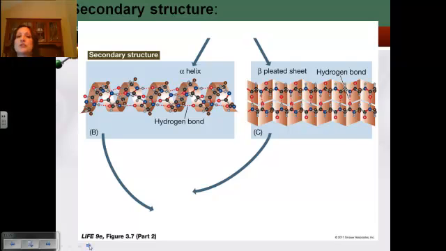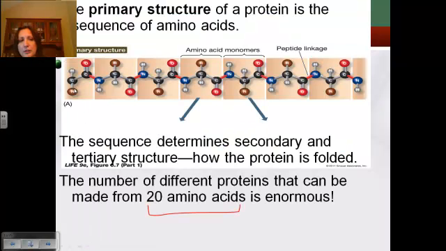Okay, secondary structures, once we have the chain of amino acids, there's going to be interaction between the backbone, and let me back up again, the backbone of the molecule. So when I refer to the backbone, what I'm talking about is the chain as it's linked together here. So here's the backbone of the molecule.